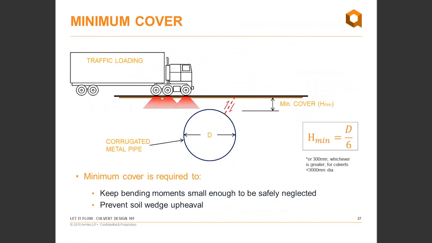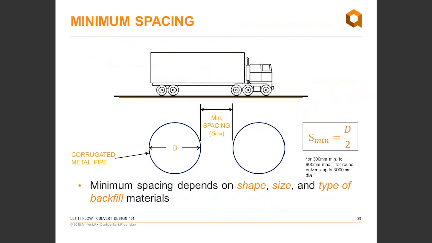Now, I can't tell you how many times I've been asked in my 14 years of designing culverts and culvert type structures, can we go lower than minimum cover? The answer is always no. That's why we call it a minimum.